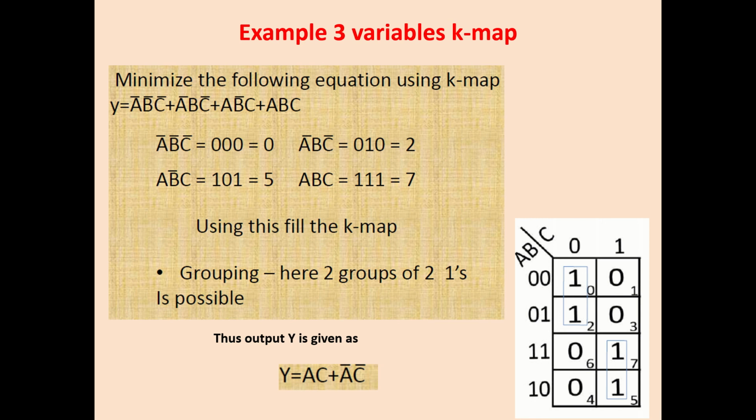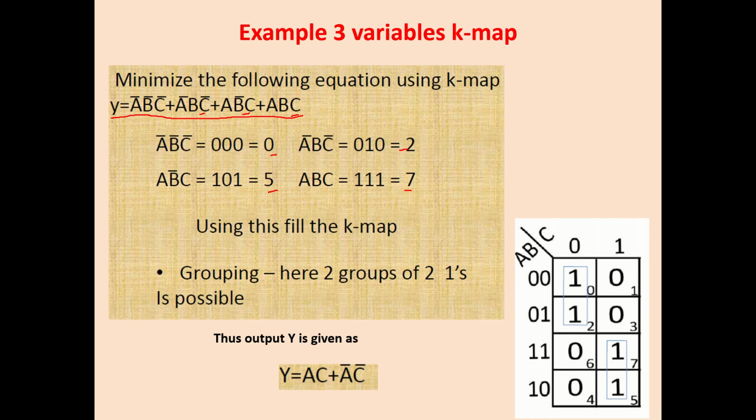So for example, if we take this expression Y equal to A bar B bar C bar plus A bar B C bar plus A B bar C plus A B C. So these min terms are present. The first min term is nothing but 0. The second min term is nothing but 2. The third min term is 5. And the last min term is 7 in decimal. So these four min terms are present in this Boolean expression.